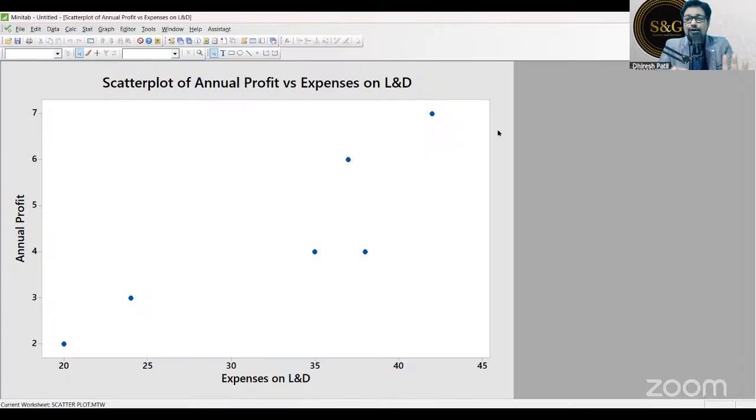Now, what kind of relationship are you observing? Is it positive? Is it negative? Is it no correlation? Just observe it for a while and tell me. Yes, it is showing a positive trend, because when the expense is low, the profit is also low. When the expenses are crossing 35, 40 lakhs, the profits are also going above. So it seems to be a positive relationship.